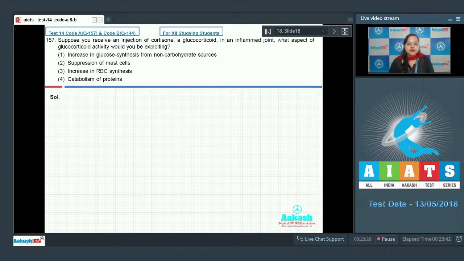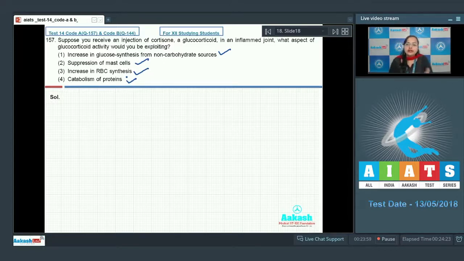Question 157. Suppose you receive an injection of cortisone, a glucocorticoid, in an inflamed joint. What aspect of glucocorticoid activity would you be exploiting? So you know that glucocorticoid like cortisone has numerous activities, like it causes an increase in glucose synthesis from non-carbohydrate sources, that is gluconeogenesis. It causes suppression of mast cell, that it suppresses the immune response, so it has immunosuppressant role. It causes an increase in RBC synthesis and also causes catabolism of proteins.